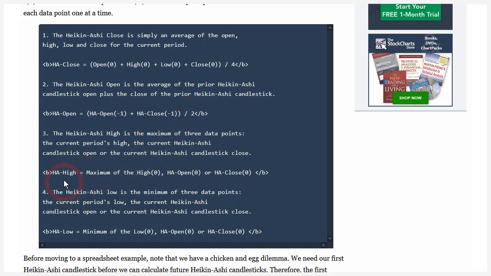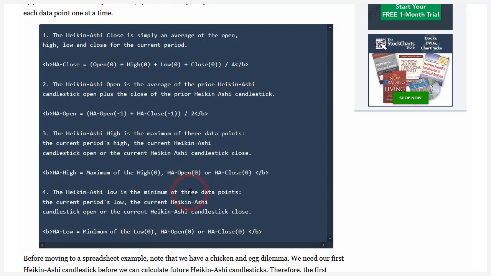And then you can see the Heikin-Ashi high is the maximum of the high, open, or close of the current day, which is basically the high. And the Heikin-Ashi low is the low of the current day, which is basically the low.